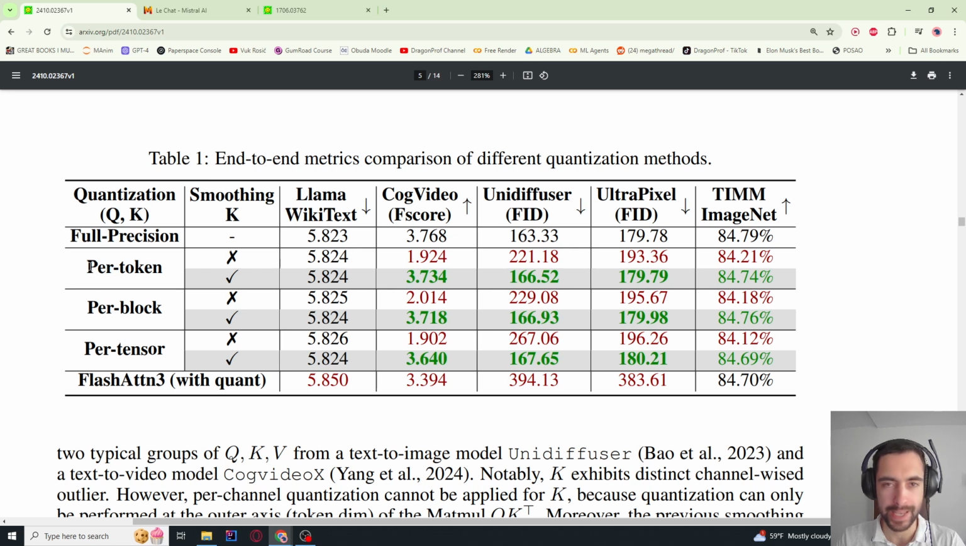So they explained how these methods work in this paper. There is some mathematics involved, so you can see that when you smooth K, the score is better for CogVideo. For this one, the score is better here, and here. So basically it seems like every single time the score is better if you smooth out the K.